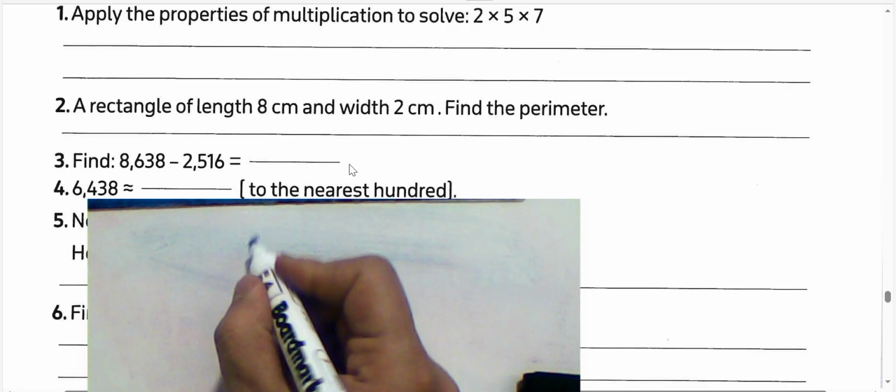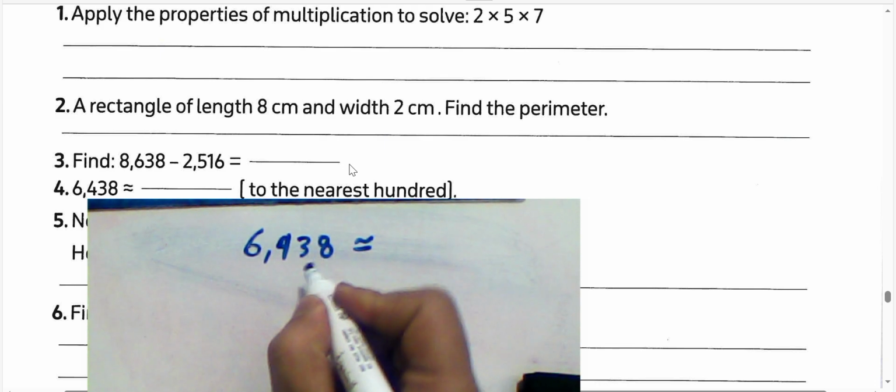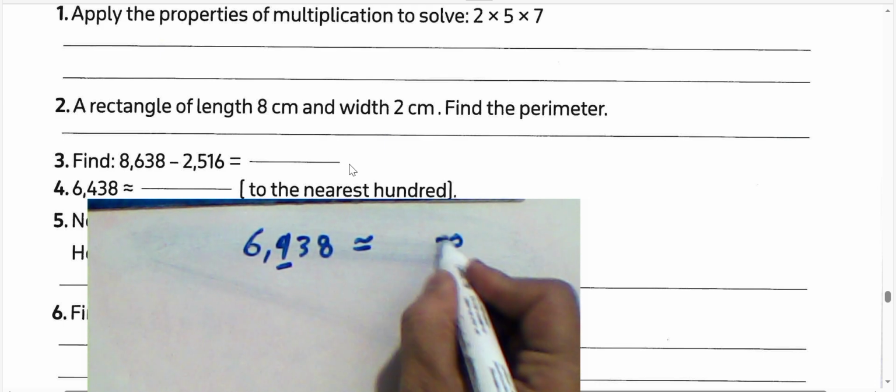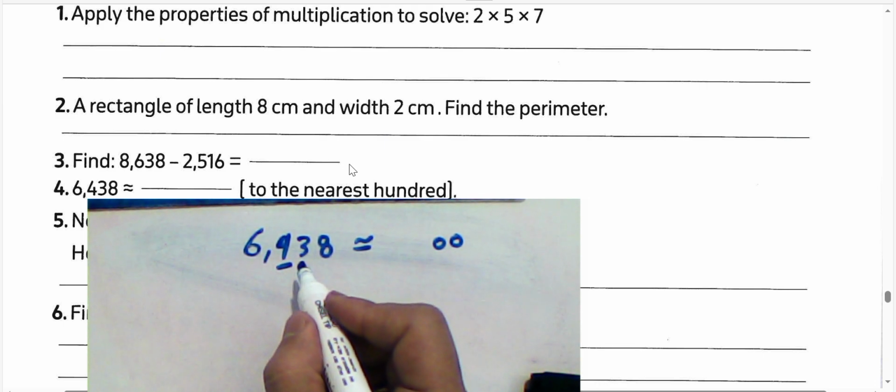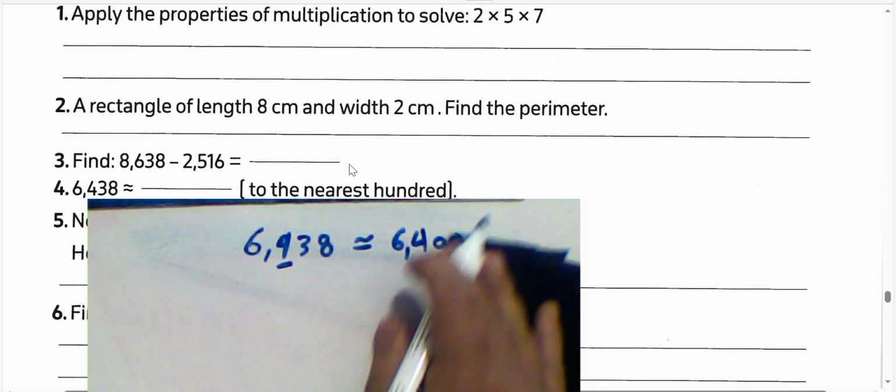Approximate to the nearest 100. Okay, we have 6,438. Look at the left-hand side. At the hundreds place, put double 0. 3 is less than 5. Any digit less than 5 we call a lower digit. It can't give 1 to the left-hand side. 3 can't give 1 to 4. Right? 4 and 6. The result will be 6,400.